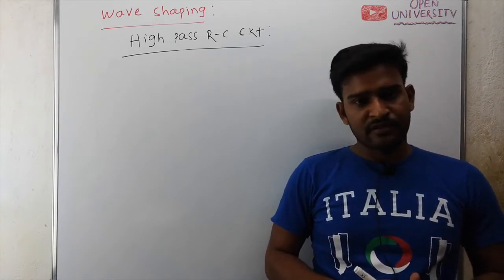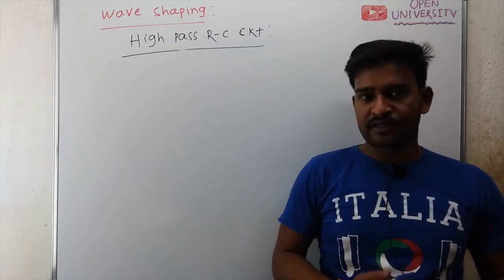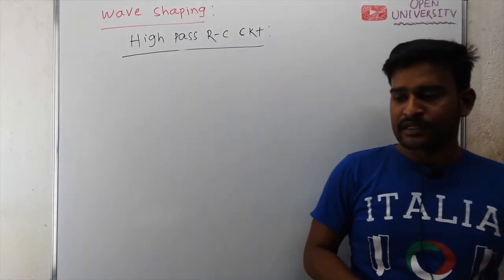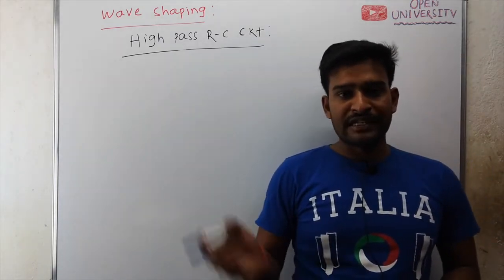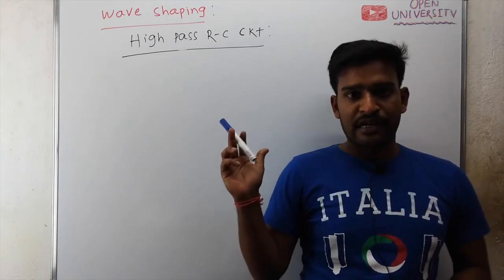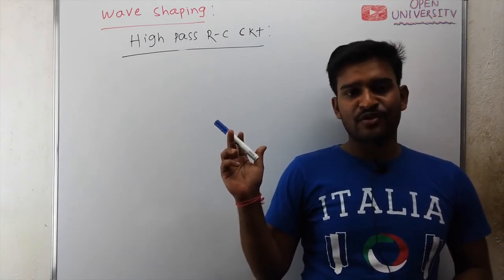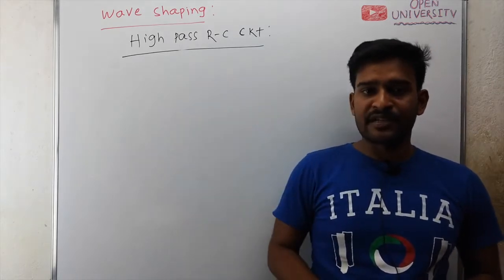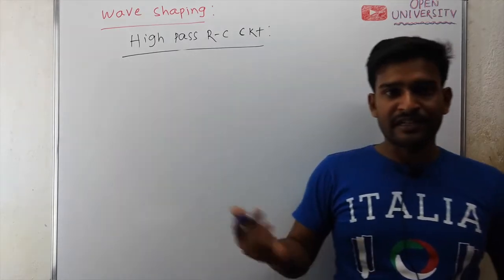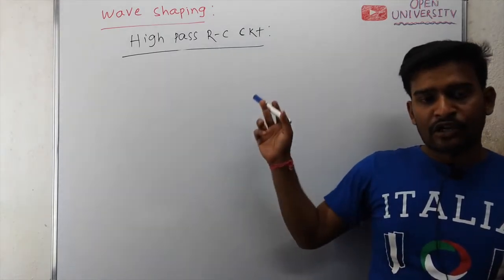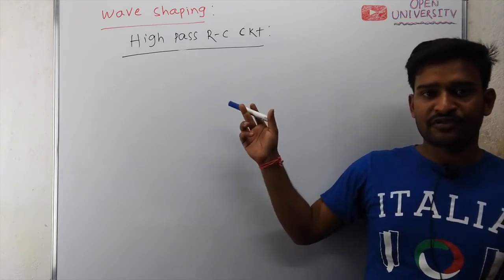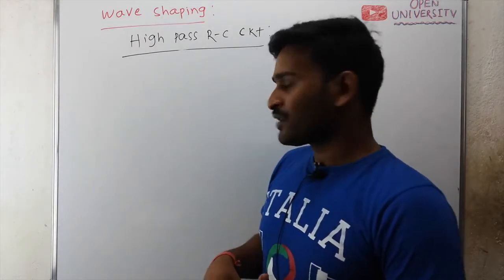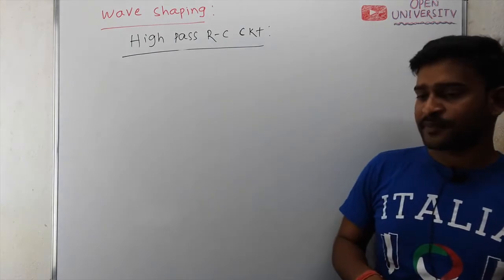Then we discussed what is wave shaping. It refers to changing the shape of a waveform or signal. Then we classified wave shaping as linear wave shaping and non-linear wave shaping. Under linear wave shaping, we gave two examples, high pass RC circuit and low pass RC circuit, because they are formed using linear elements like resistor, inductor, capacitor. Under non-linear wave shaping, we gave examples like a clipper, which is formed using a diode. So we classify wave shaping circuits like this.